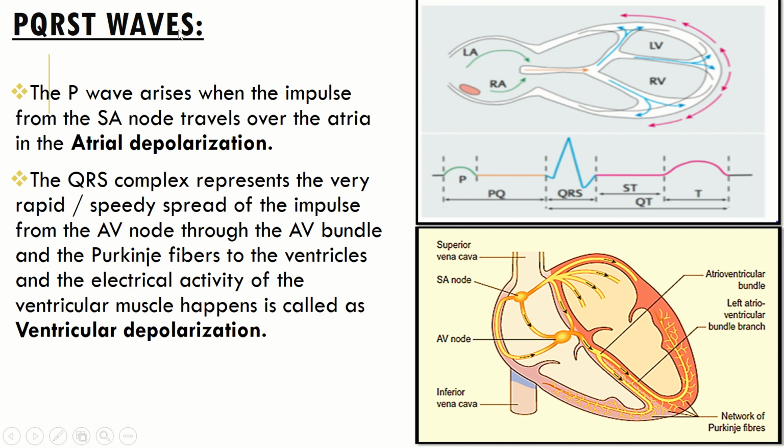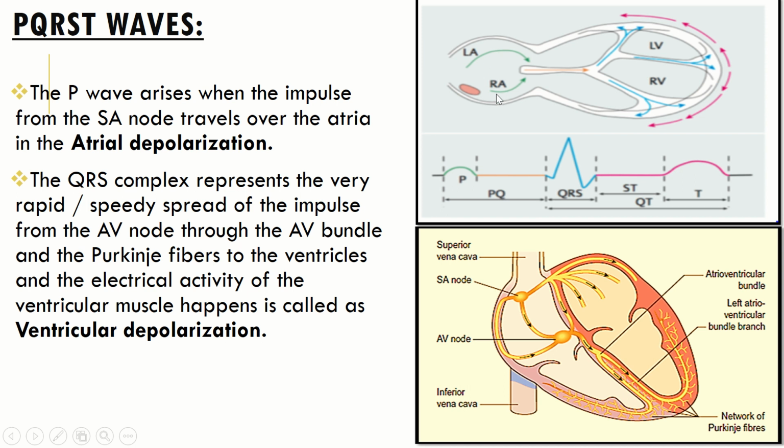So the PQRST waves. The P wave arises when the impulse from the SA node travels over the atria in the atrial depolarization. As I already told you, depolarization means the contraction. So atrial depolarization means the contraction of the atrium. Here you can see the atrium. The upper chambers are called the atrium. The SA node produces the impulse, which is the trigger that produces impulses first, and it contracts the atrium first. This is what happens in the atrial depolarization.